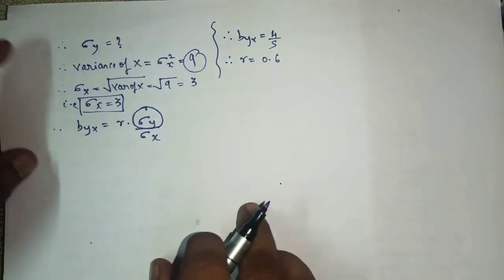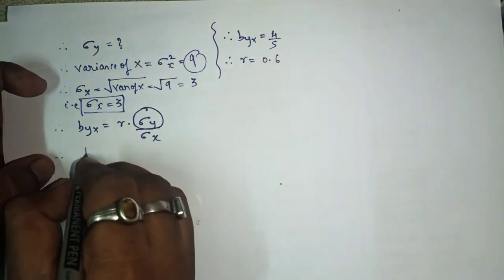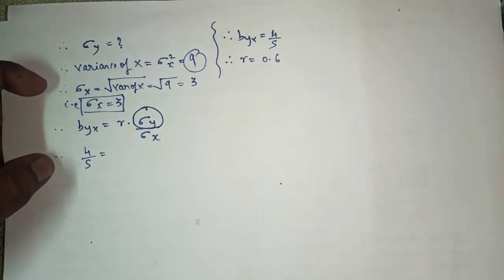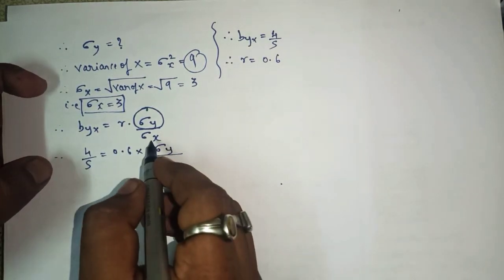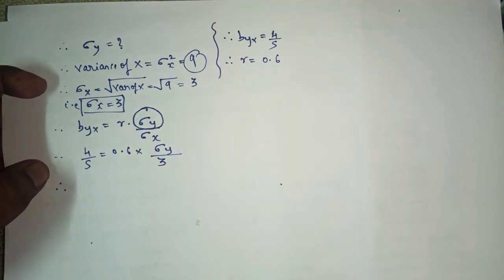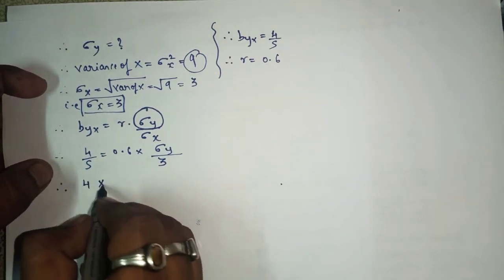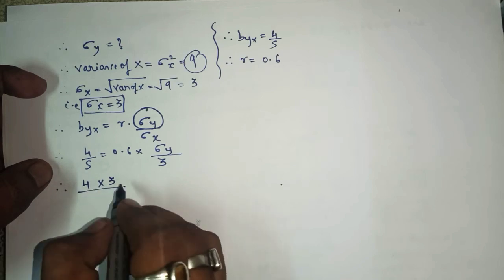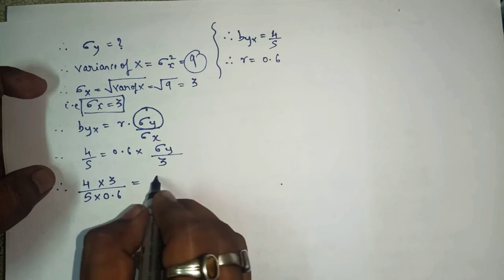Now the next step, substitute the values. So byx is 4 upon 5, yes or no? R is 0.6, into standard deviation of y, which we have to find. Standard deviation of x is 3. So in the next step, I will shift this number. 4 into 3 will go up, so this will be 5 into 0.6 equals standard deviation of y.